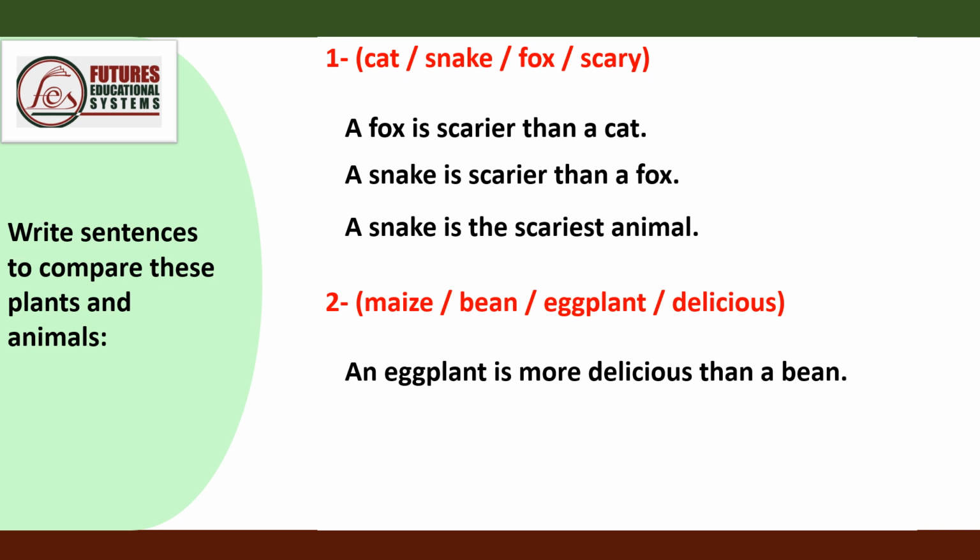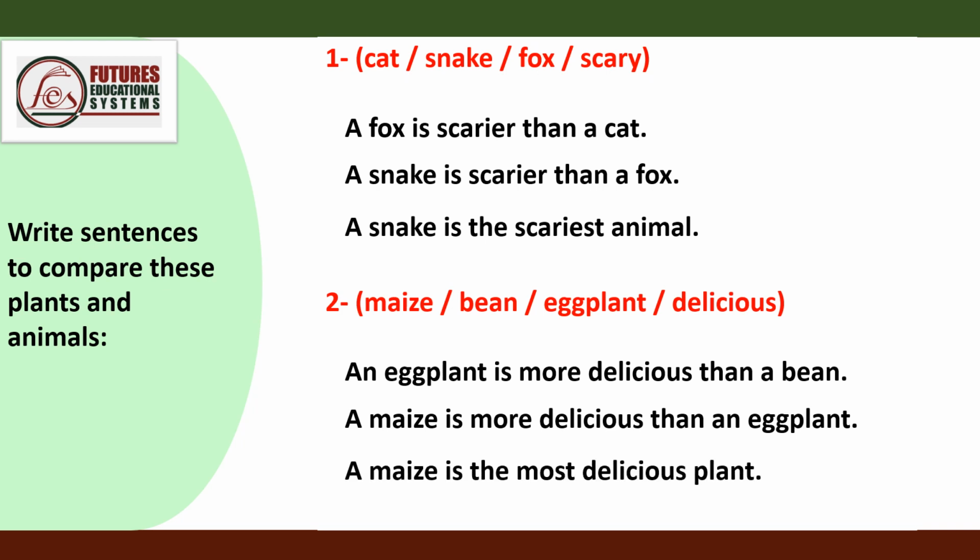Now let's look at the plants. Maize, bean, eggplant, delicious. The adjective is delicious. An eggplant is more delicious than a bean. Because delicious was a long adjective, we used more before the adjective to form the comparative form. A maize is more delicious than an eggplant. So a maize is the most delicious plant. For the comparative form, we added more, and for the superlative form, we added most.